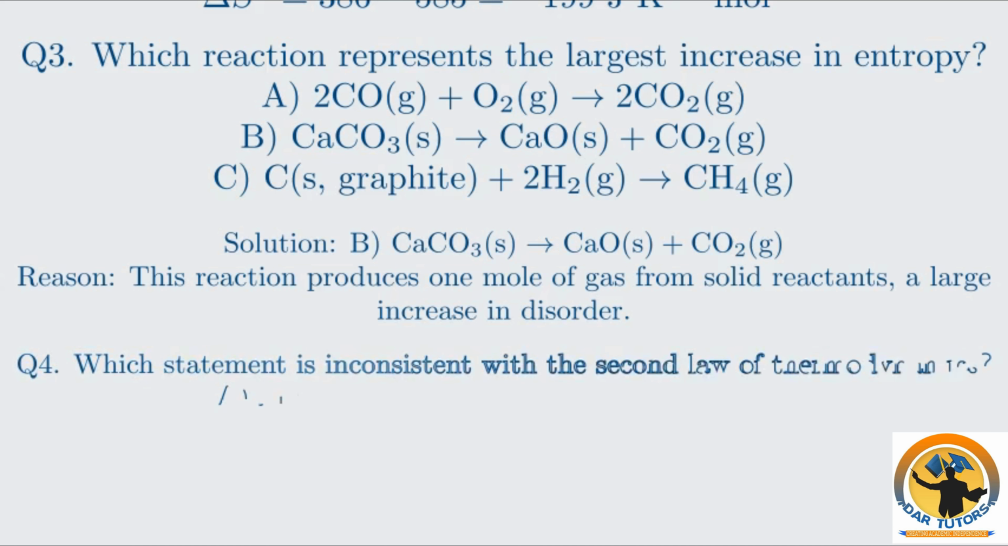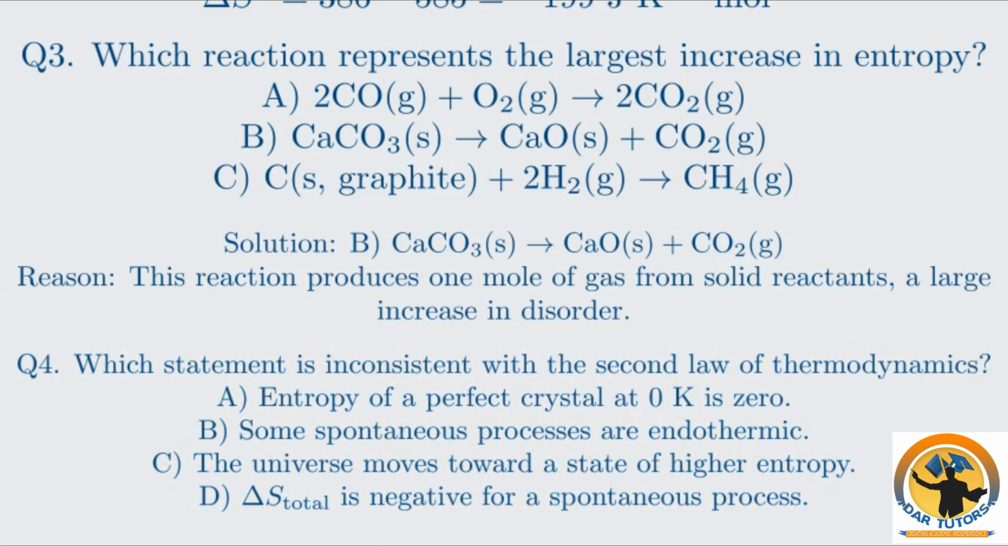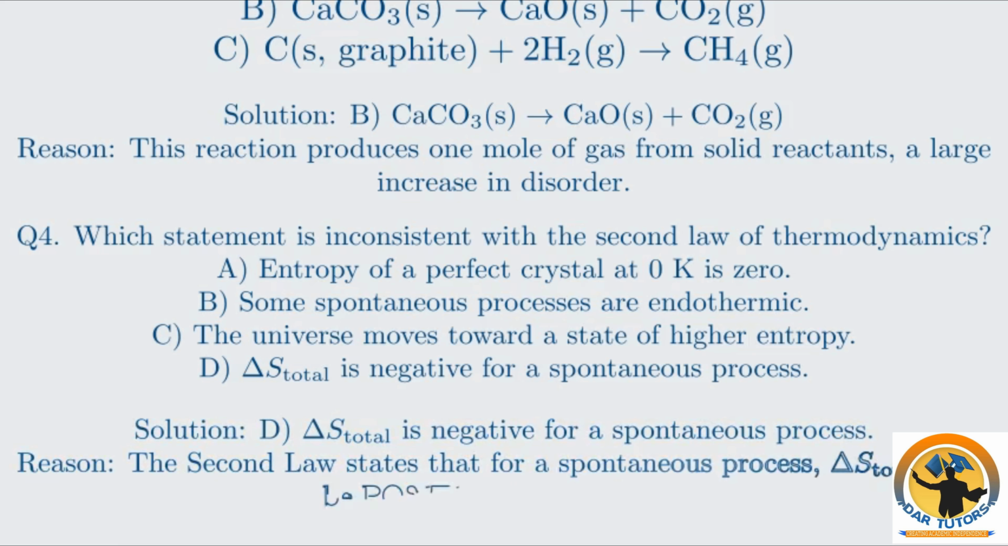Question 4 asks us to identify the statement that violates the second law of thermodynamics. Statement D is the incorrect one. For a process to be spontaneous, the total entropy change, ΔS total, must be positive, representing an increase in the entropy of the universe. A negative ΔS total would mean the process is non-spontaneous. All other statements are consistent with thermodynamic principles.